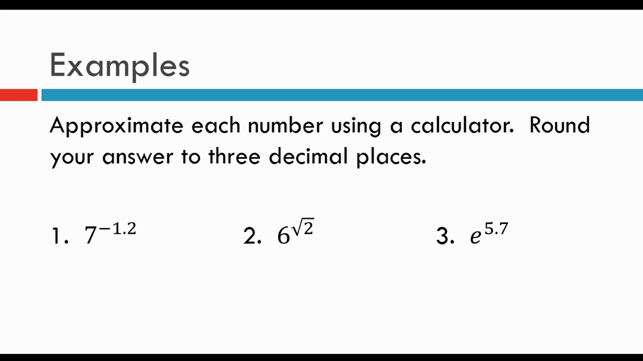All right, so you're going to need at least a scientific calculator, if not a graphing calculator. We just want to approximate each number using a calculator. It says we're going to round our answer to 3 decimal places. So just remember, when you're using a scientific calculator or even a graphing calculator, you're going to hit the base first. So number 1, it's 7. So you're going to hit 7, and then you want to find that little caret button. That would take you to an exponent, and then you can type in whatever the number is. So in this case, it's the negative 1.2. Once again, they want us to round to 3 decimal places.